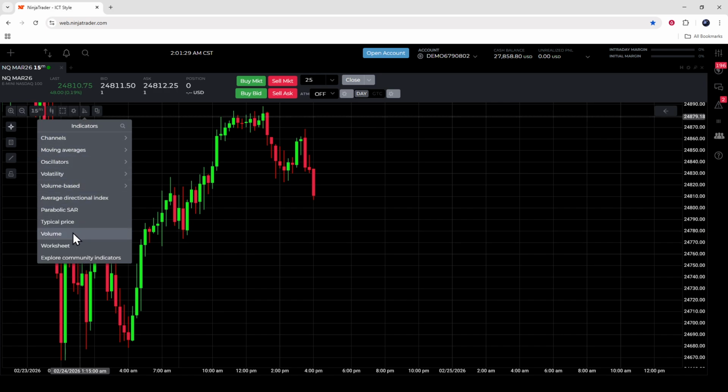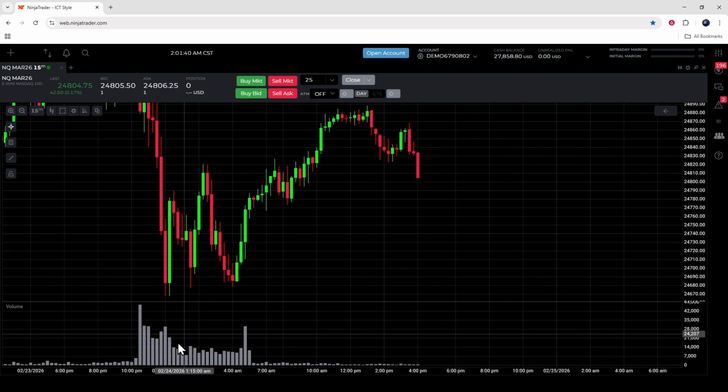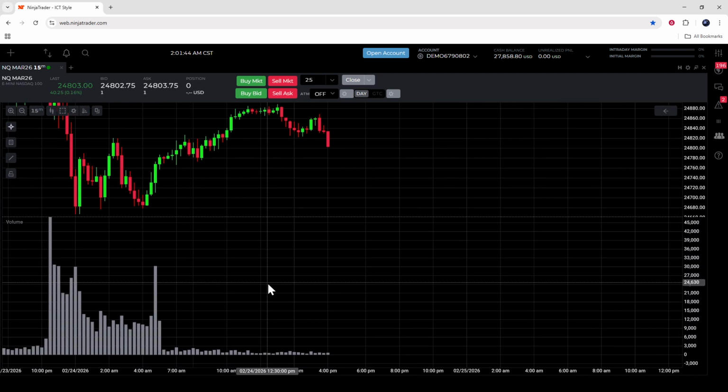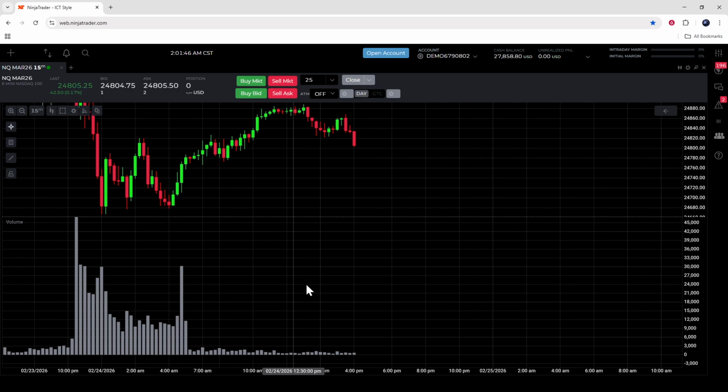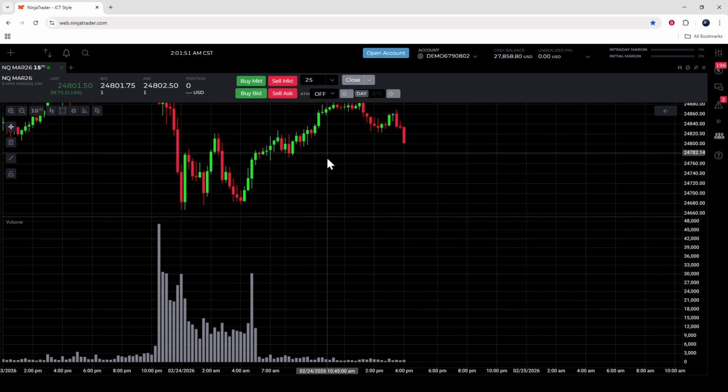Next, click Volume. As soon as you click, Trade Detector adds the volume indicator to your chart. You'll see a new panel appear, typically at the bottom of the chart, showing vertical bars aligned with each price candle. Each bar represents the total number of shares or contracts traded during that period. Higher bars mean more activity, and lower bars mean less.